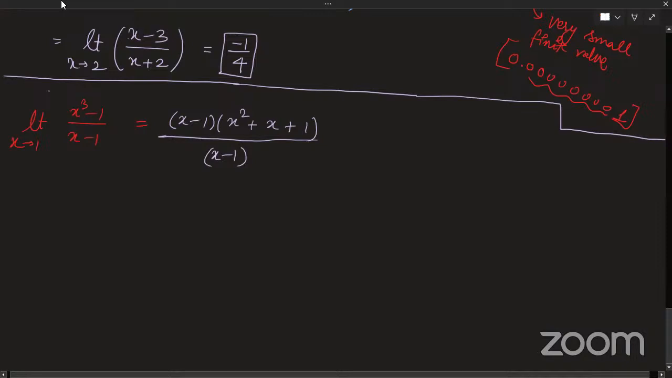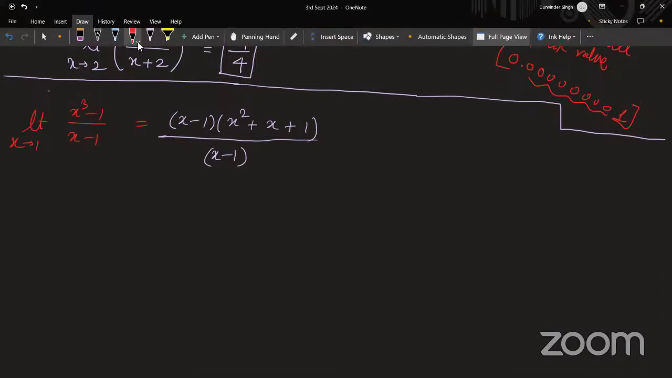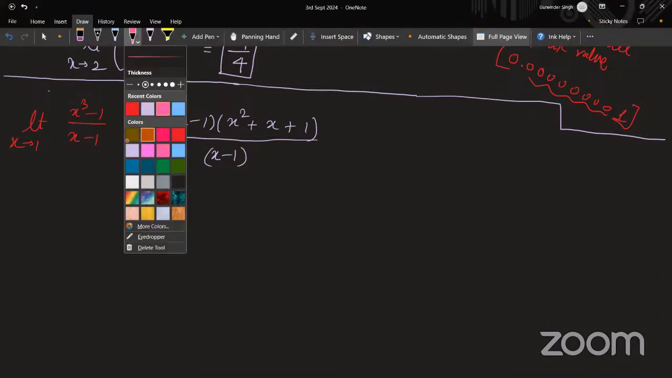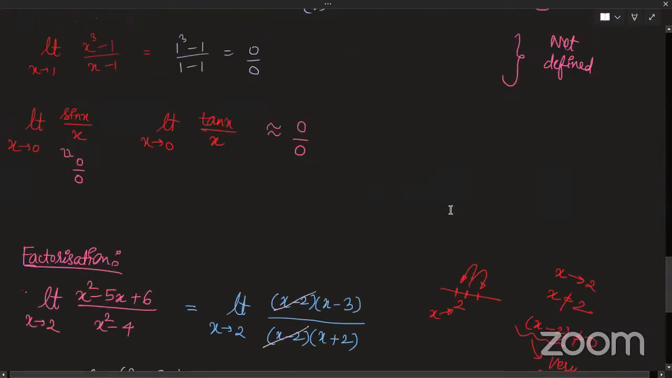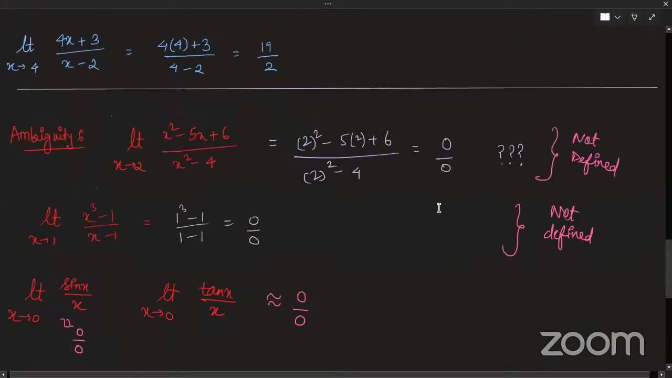So can I apply the same logic again? Can I cancel out x minus 1 and x minus 1? Everyone? So it is equal to limit x tending to 1, x square plus x plus 1. What is this value equal to? 3. Correct. It is equal to 3. Okay, correct. So similarly, you will be able to do such questions. It is not something really complex.